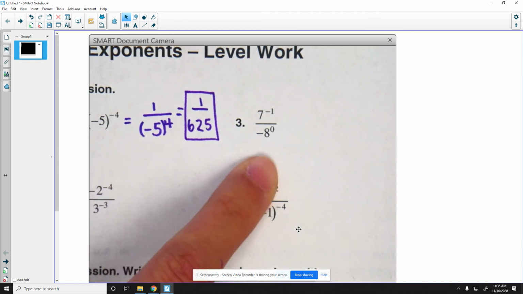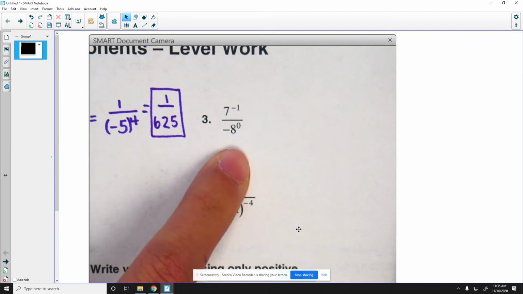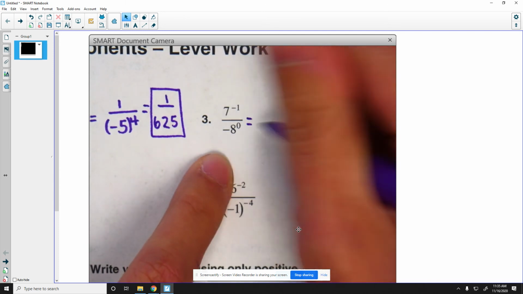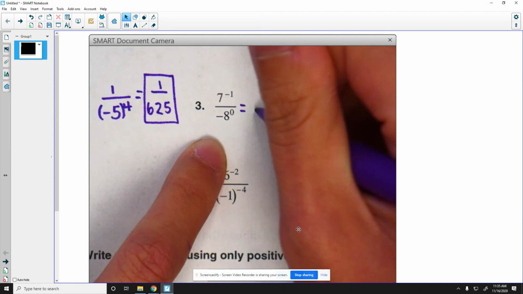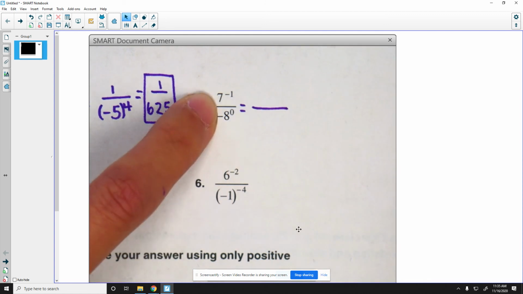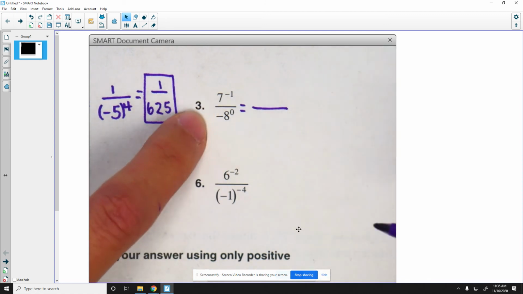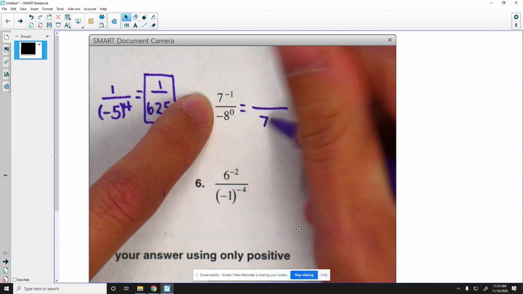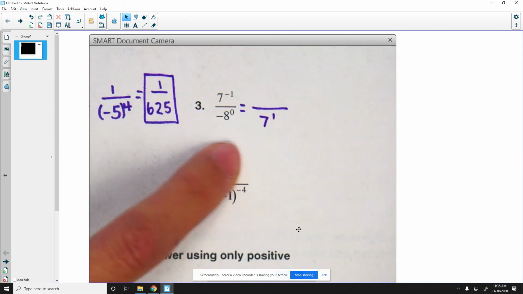All right, number three, let's get even more complicated. And it's really complicated because of the negatives. Really, that's what it is. All right, so for number three, the 7, does that go to the top or the bottom? Bottom, because you have a negative exponent, right? So it's 7 to the first. Here's a trick question. What happens to this -8 to the 0 power thing?